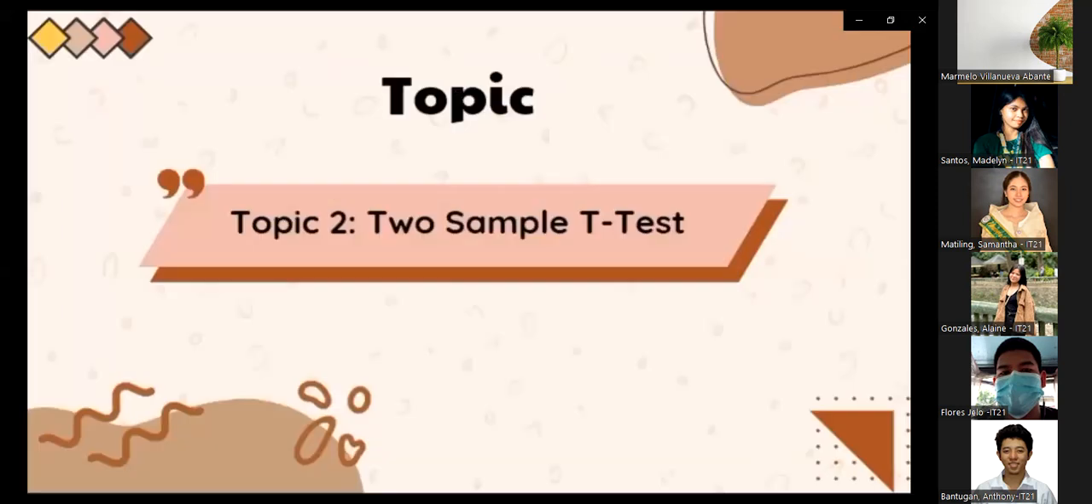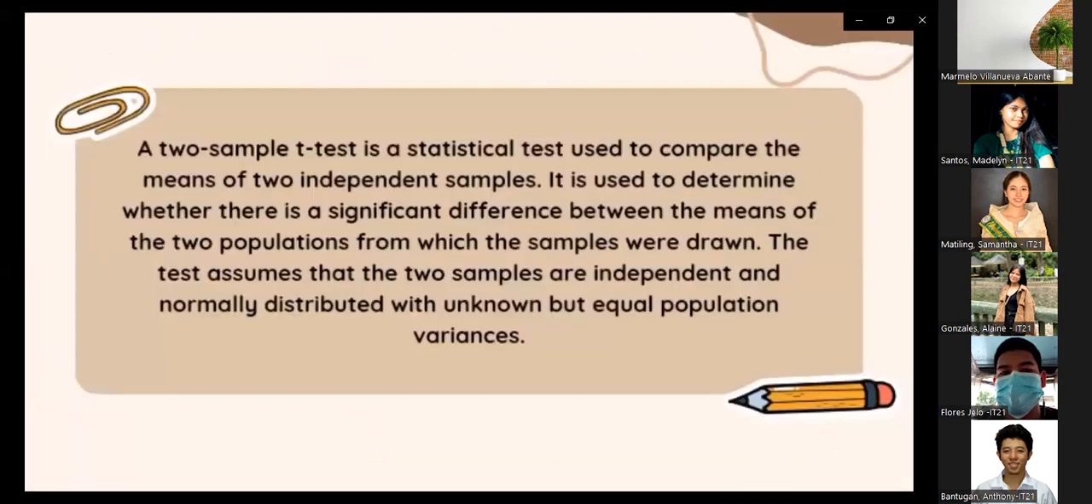Two-sample t-test. A two-sample t-test is a statistical test used to compare the means of two independent samples. It is used to determine whether there is a significant difference between the means of two populations from which the samples were drawn. The test assumes that the two samples are independent and normally distributed with unknown but equal population variances.